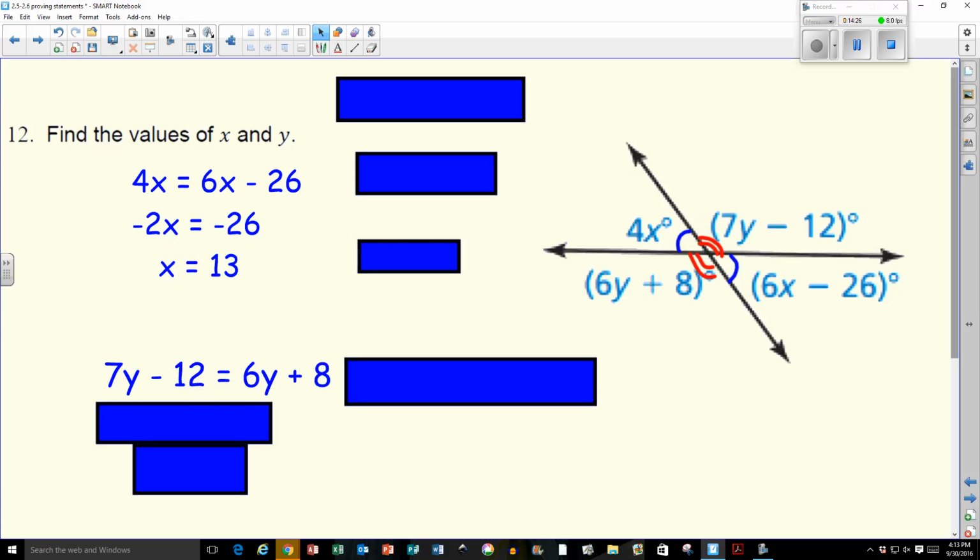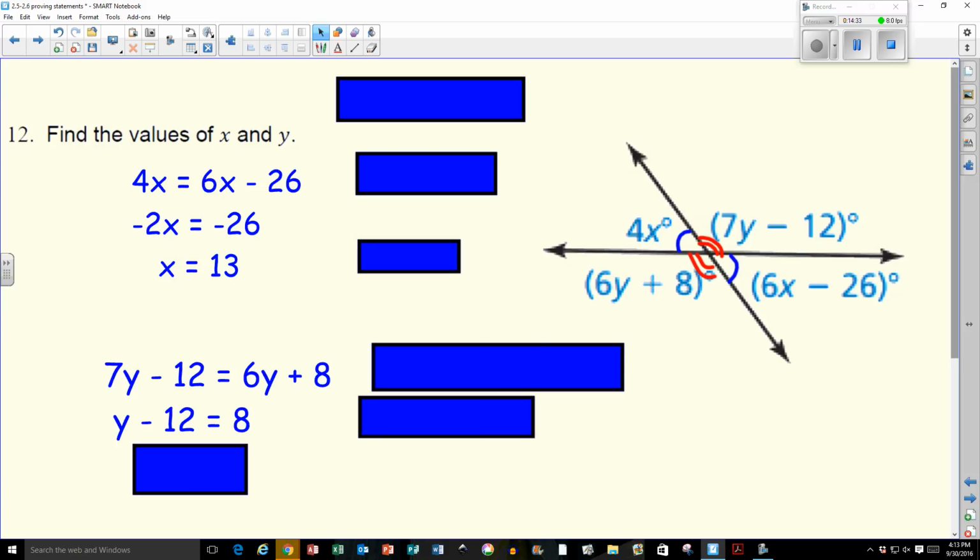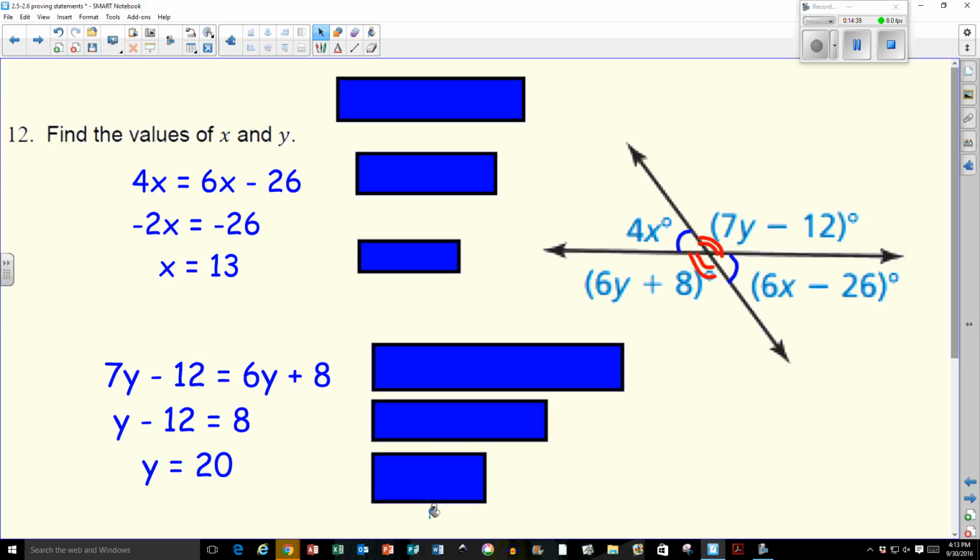So 7y minus 12 is equal to 6y plus 8. If I subtract 6y from both sides, I get y minus 12 equals 8. And if I add 12 to both sides, I get that y is 20. And we found the values, and that's all they wanted me to do. If I needed to, I could plug it back in. So I could do 4 times 13, which would be 52. So that would mean this angle was 52 degrees.